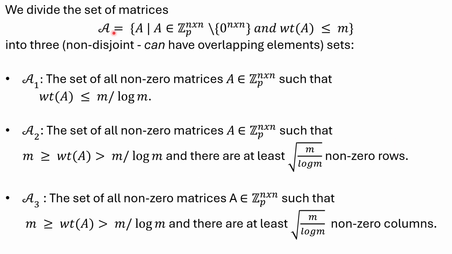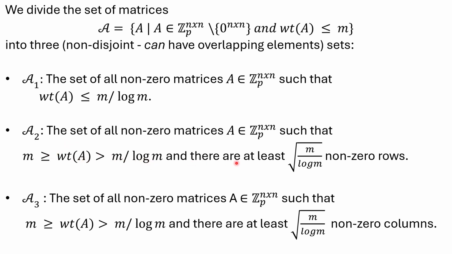Now we have a set of matrices that we want to divide. This set will be all the matrices A of size n by n, which belong to Z_p, but not the zero matrix, which have a weight less than or equal to m. We divide them into three non-disjoint sets, meaning they can have overlapping elements. The first set, A1, will be all non-zero matrices A such that the weight is less than m divided by log m. A2 will be the set of all non-zero matrices A such that the weight of A is in between m divided by log m and less than or equal to m.